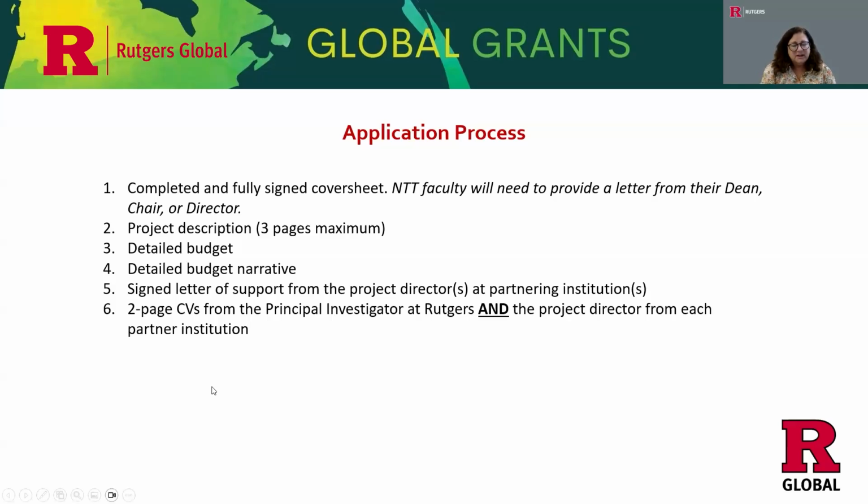In addition, you need a signed letter of support from the project directors at the partnering institution. We will need 2-page CVs from you as the PI at Rutgers and also the project director. So CVs from you as the PI and then a CV from the project director along with a letter of support. And again, those are due on December 5th.